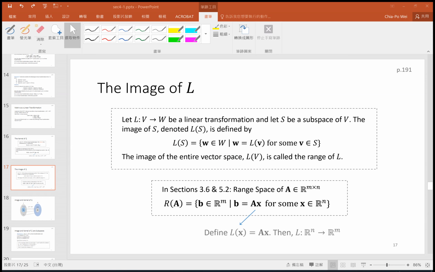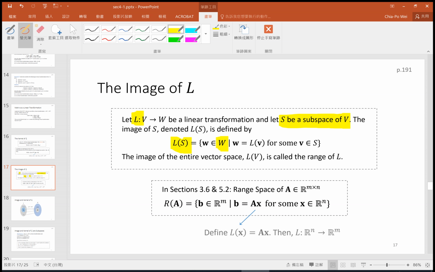We introduce the image of a linear transformation L. Let L be a linear transformation from V to W, and let S be a subspace in V. The image of S, denoted by L(S), is the set of all vectors w in W such that w = L(v) for some v in the subspace S. Note that L is a mapping, and S is a subspace in V, and L(S) is a subspace in W, which will be proved later.